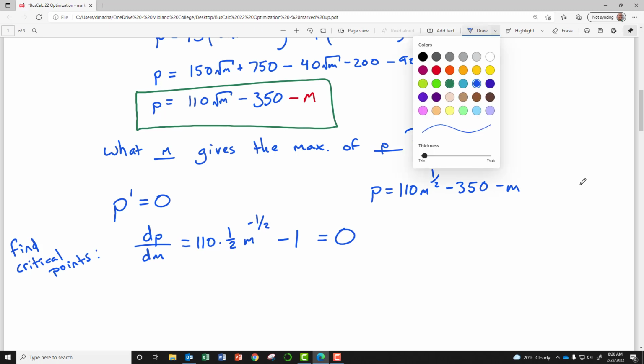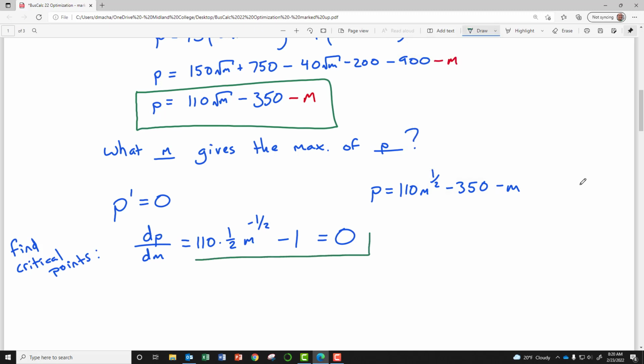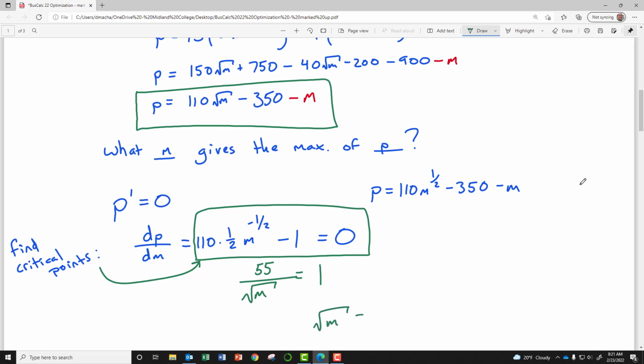Okay. Now, looking at this equation here, given in green, I can add 1 to both sides, and this is 1, and then on the left side, simplify this a little bit, and I have 1/2 of 110 is 55. And then where I have m to the negative half power, that's just dividing by square root m. So I might multiply both sides by square root m, and this is saying that square root of m is equal to 55. And then to find what m is, I just need to square both sides of my equation.